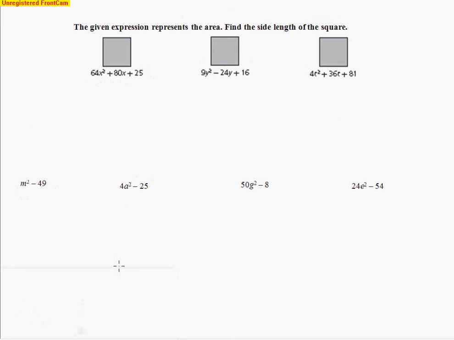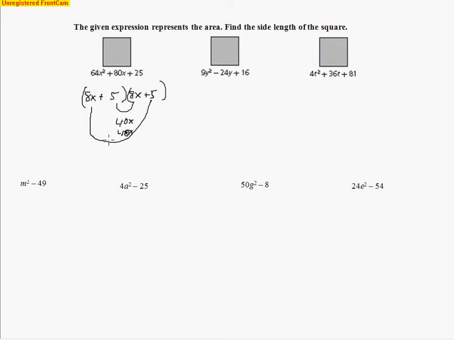So let's try this one here. It says, given the expression represents the area, find the side length of the square. So we know this is a square, so all sides are the same. So I'm going to look for common factors. I don't see any, so I see that the first term and the last term are both perfect squares. If I take their square roots, it's 8x and 8x. 25 would be 5 and 5. I know both signs are positive because they multiply to make a positive and add to make a positive. So let's check it, see if it works. See, 40x is one of them. Well, if you check the other one, it's going to be the same because they're the same numbers being multiplied.